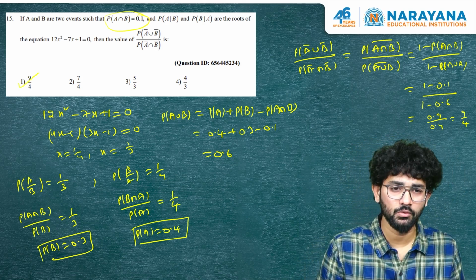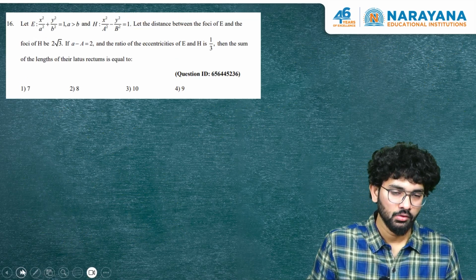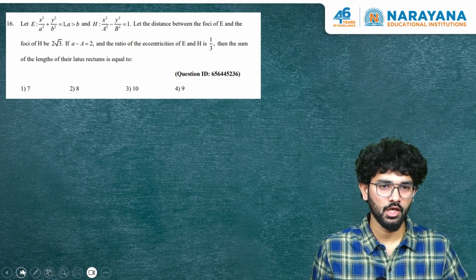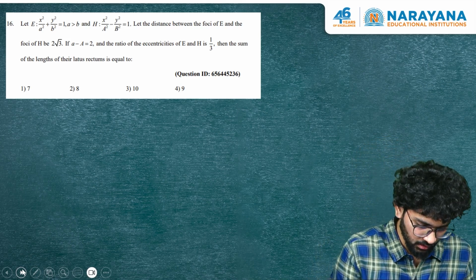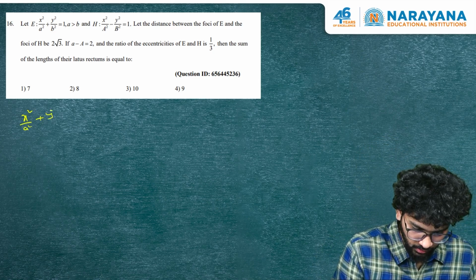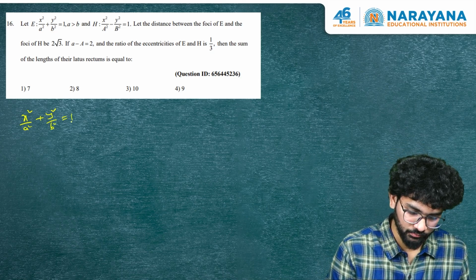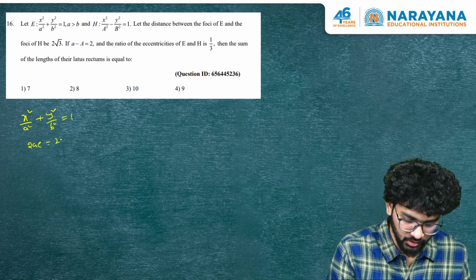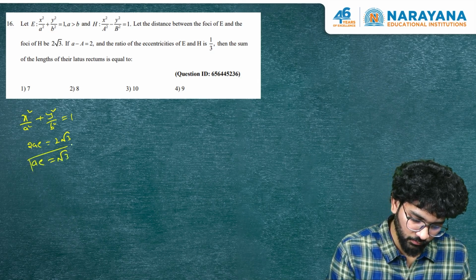So let's go to the next question. It is a question based on ellipse and hyperbola. Ellipse equation is given, hyperbola equation is given, distance between their foci is also given. So if I take the ellipse, x square by a square plus y square by b square equal to 1. For this, the distance between the foci will be 2ae, which is given as 2 root 3, which means ae equal to root 3.